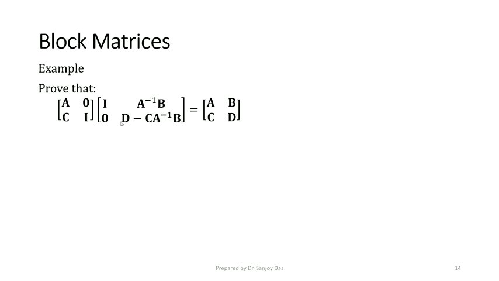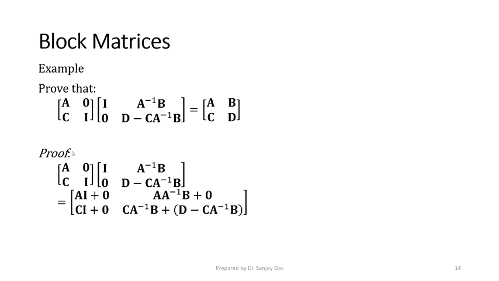So we have to prove this. Let's go ahead and proceed with the left-hand side. Left-hand side is this. Then I multiply AI plus 0, then A inverse B plus 0 times this. So A inverse B plus 0. Then next row we'll have C times I plus I times 0, that's 0. CI plus 0. Then C A inverse B plus I times D minus C A inverse B. What's C A inverse B? This guy here. What's I times D minus C A inverse B? I'm multiplying with an identity matrix, so I'll get the matrix itself. I'll get D minus C A inverse B itself. So this is D minus C A inverse B.